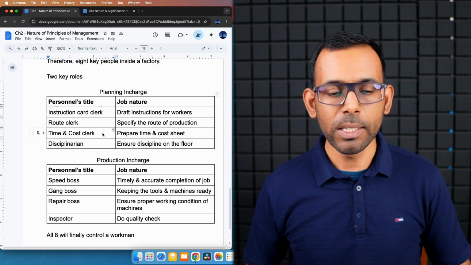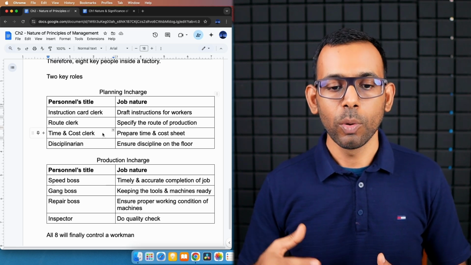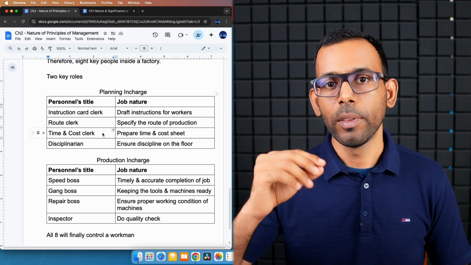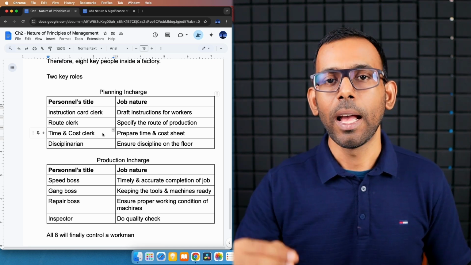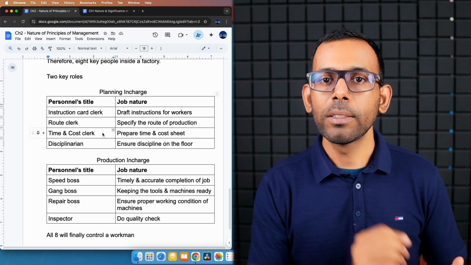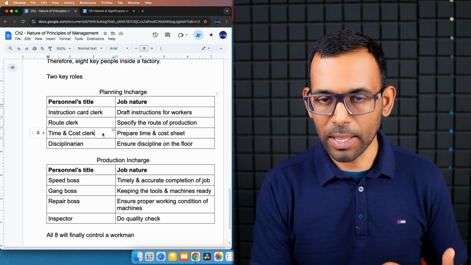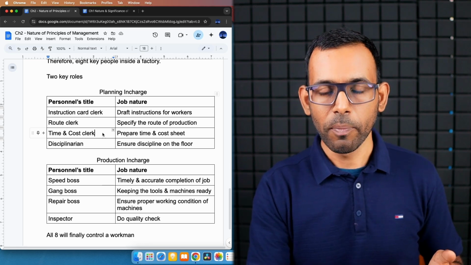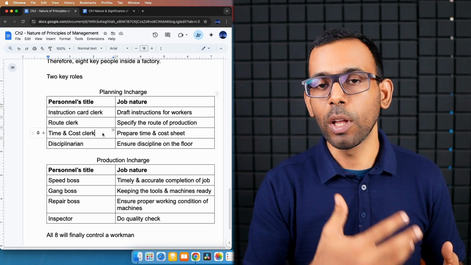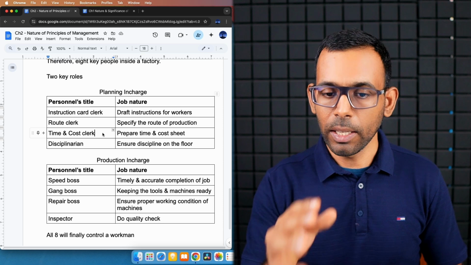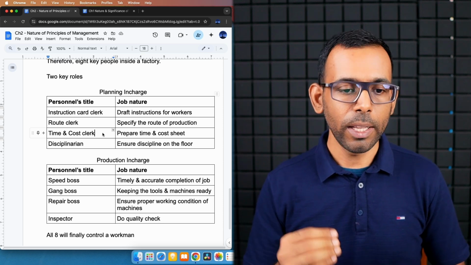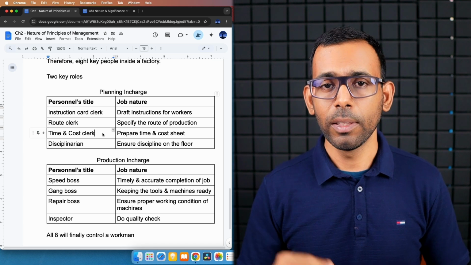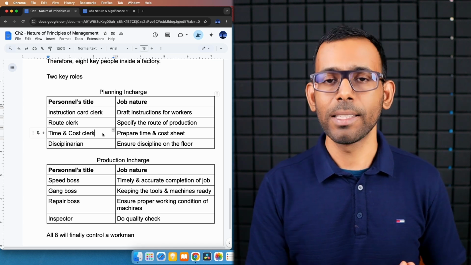The next person is time and cost clerk. So this person is responsible for following the entire production process and he has to note down exactly what amount of time has been taken in that particular process, and how much the cost has been as well. That is his or her responsibility, the time and cost clerk's responsibility. To give you an example, we talked about this in yesterday's class itself.